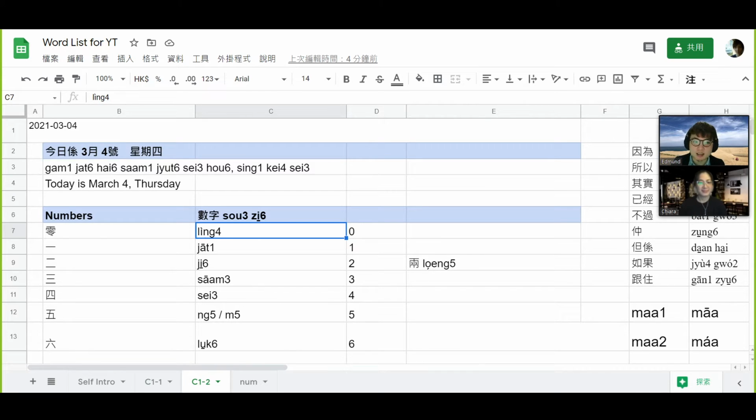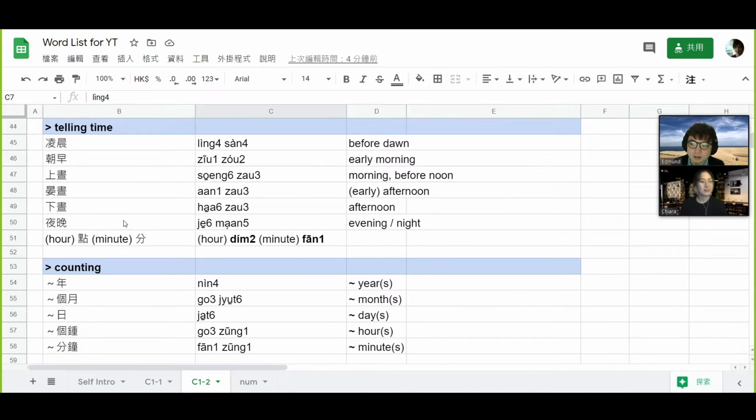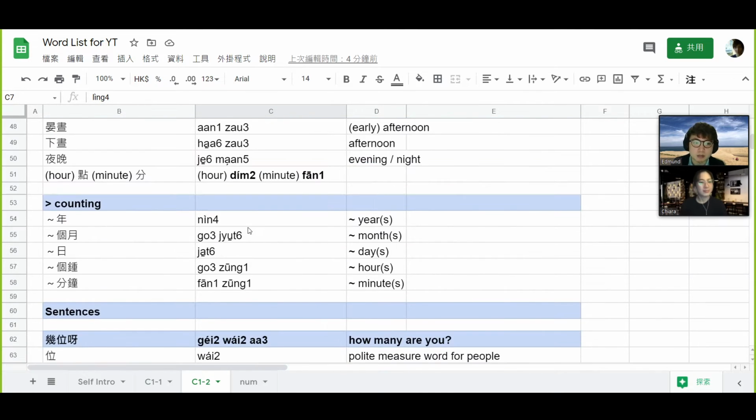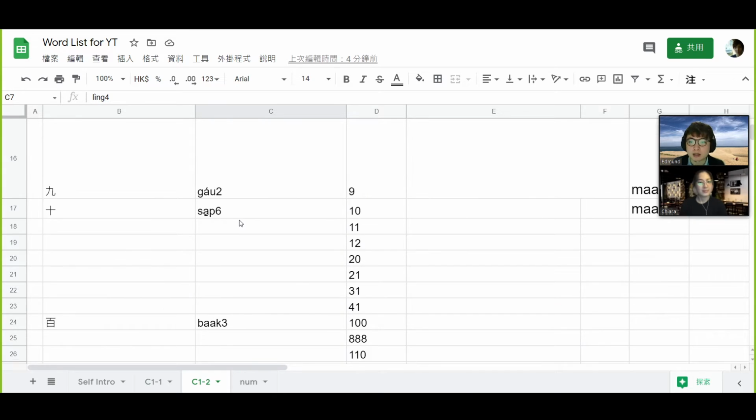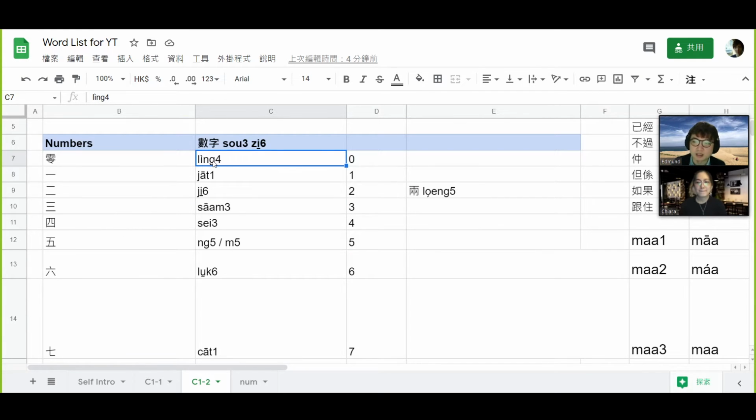This is the second lesson. In this lesson, we are going to go through the numbers in Cantonese and some of the other things related to numbers, such as time, telling time, counting time, and then some simple sentences that use numbers also. So let's get started. The first one here we have is 0.